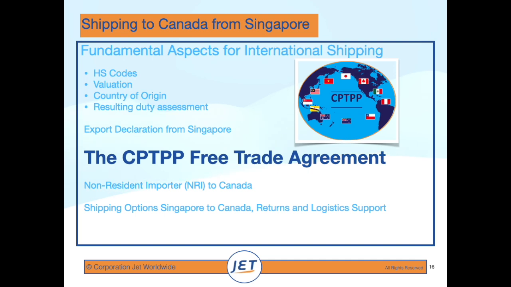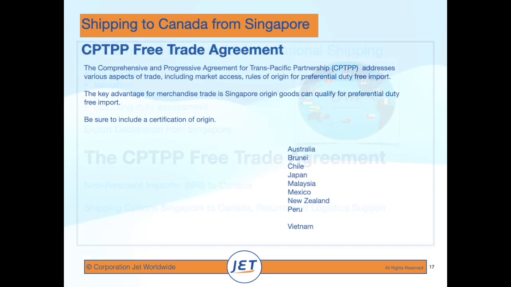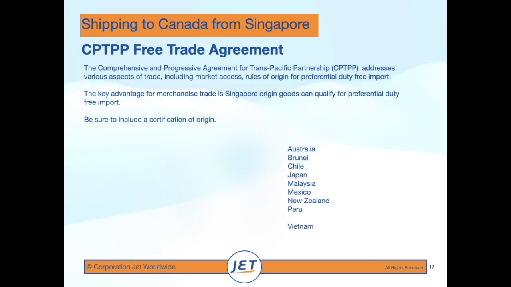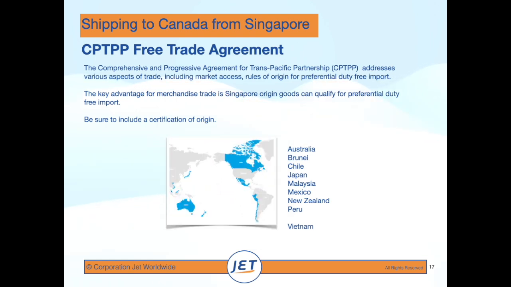The CPTPP Free Trade Agreement. The Comprehensive and Progressive Agreement for Trans-Pacific Partnership, or CPTPP, is a free trade agreement between 11 countries, including Canada and Singapore. The key advantage for merchandise or goods is that Singapore origin goods can qualify for preferential duty-free import to Canada, and vice versa. Be sure to include a certification of origin if you're requesting duty-free import via this agreement.